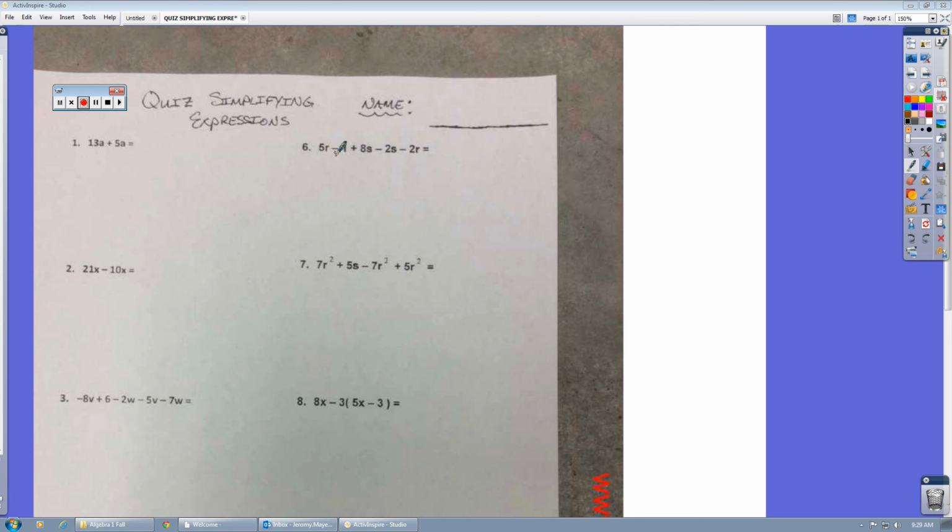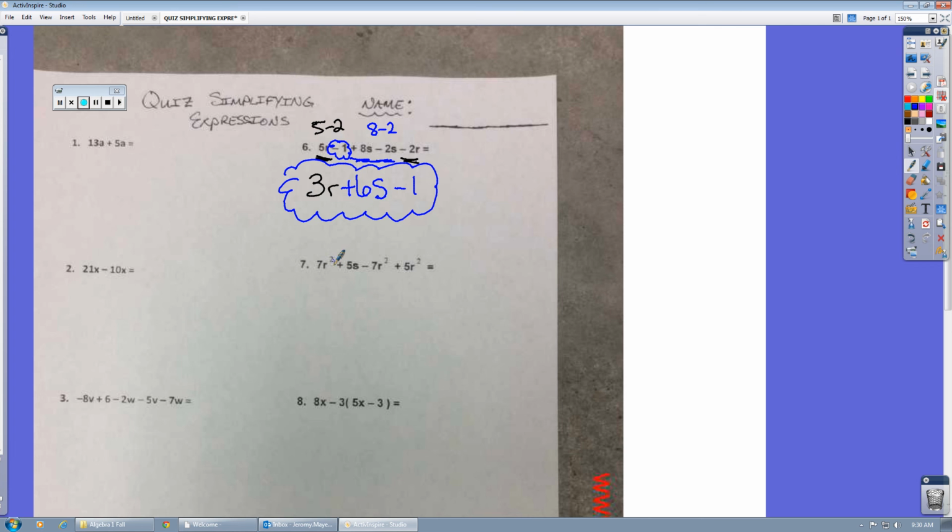Alright, number 6, we have R's and S's. We'll call the R's raviolis, and let's call the S's spaghetti. We'll make it an Italian problem here. So 5 raviolis minus 2 orders of ravioli. 5 minus 2 would give you 3 orders of raviolis. Now let's look at your spaghetti. You have 8 orders of spaghetti right here, but you're going to take 2 orders away. So 8 minus 2, that would be +6 orders of spaghetti. You do +6 since it's positive. Since we don't have any numbers to combine, we just bring down our -1, and this would be our simplified order.